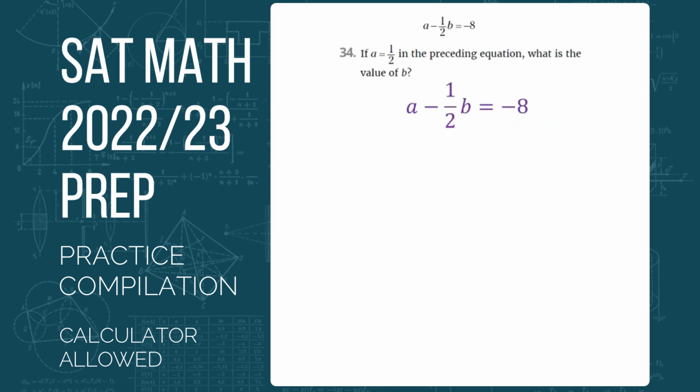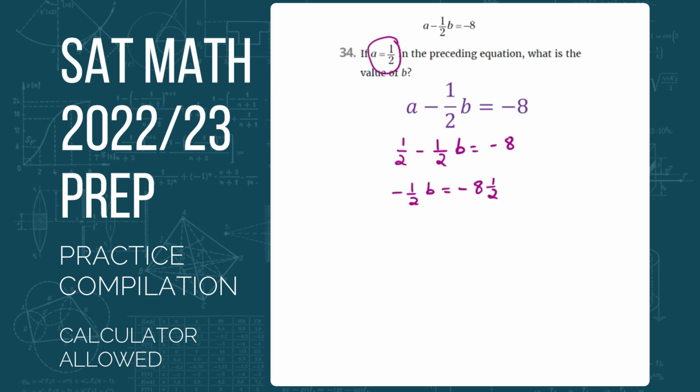Y is equal to half in the preceding equation. What is the value of B? Let's plug in the value of A, which is half, and solve for B. Half minus half B is equal to negative 8. Let's subtract half on both sides, we get negative half. B is equal to negative 8.5.